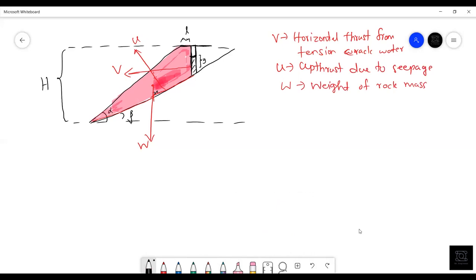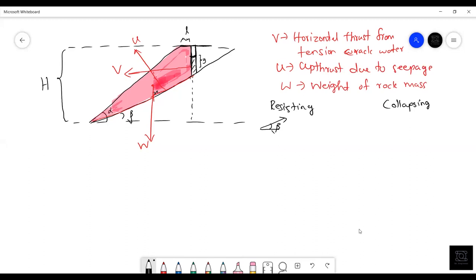So the next part, they have asked us to mark the forces and find the factor of safety. So this failure happens due to the forces acting on it. There are two types of forces. One is the resisting one. The other one is the collapsing one, which is the reason for collapsing. The failure is occurring along this beta plane, so the resisting ones would be acting upwards. So what are the resisting ones? Just resolving forces.